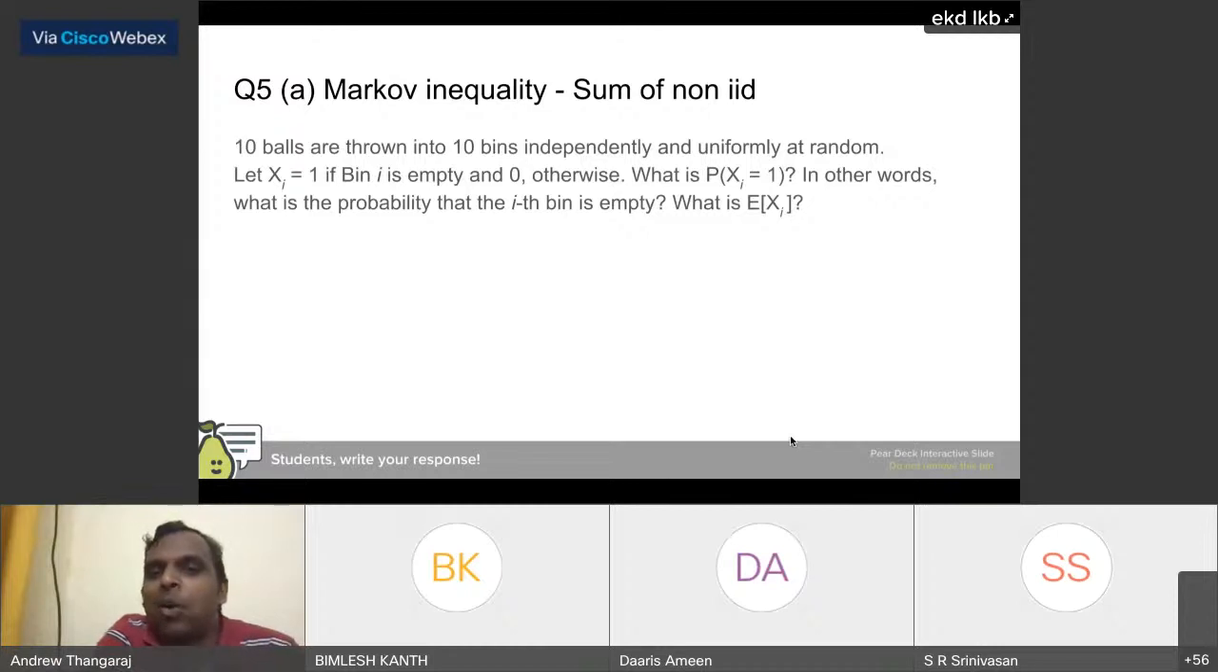This is the question. It's got nothing to do with Markov or anything. It is just a simple probability question. 10 balls are thrown into 10 bins, independent, uniform, random. And I want to find the probability that a particular bin is empty. The ith bin is empty. Fix i. When this is confusing, just take i to be 1. What is the probability that the first bin is empty?